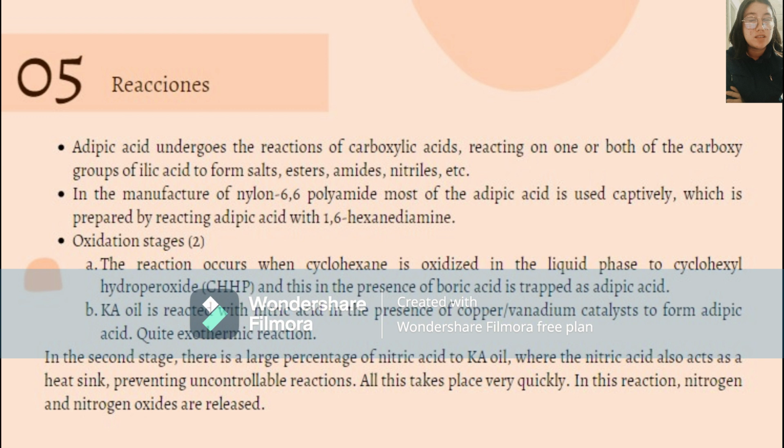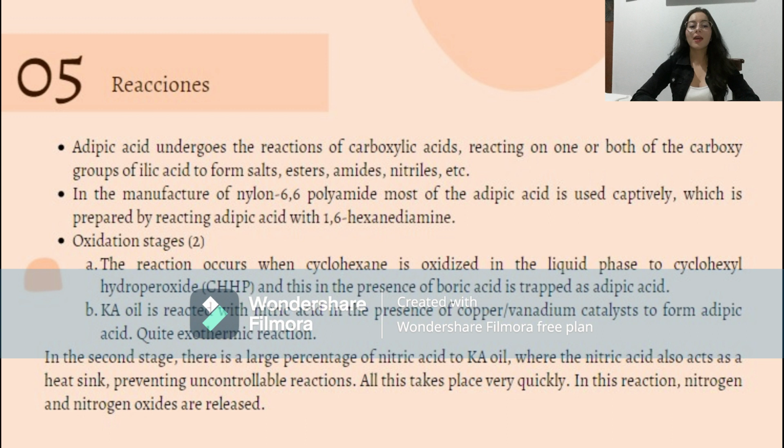Oxidation stages. A. The reaction occurs when cyclohexane is oxidized in the liquid phase to cyclohexyl hydroperoxide, and this, in the presence of boric acid, is converted to adipic acid. B. Ka oil is reacted with nitric acid in the presence of a copper vanadium catalyst to form adipic acid. Quite exothermic reactions. In the second stage, there is a larger percentage of nitric acid to Ka oil, where the nitric acid also acts as a heat sink, preventing an uncontrollable reaction. All this takes place very quickly. In this reaction, nitrogen and nitrogen oxides are released.